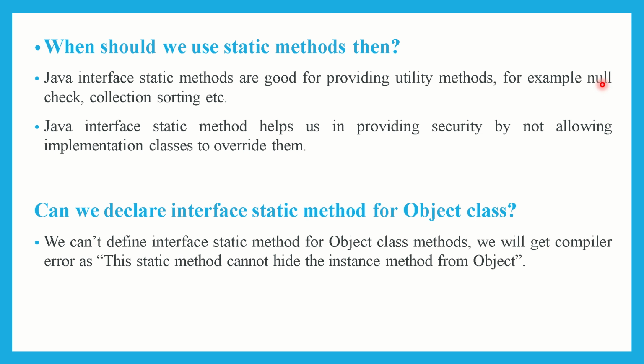So it is good in the case of null check, because null check will never change, right? Null check is null check, collection sorting, etc. Java interface static methods help us in providing security, as I explained. Any implementation which you don't want the implementing classes to override, you can give that. So that is providing security by not allowing the implementing classes to override them.